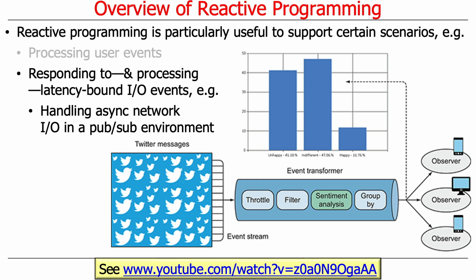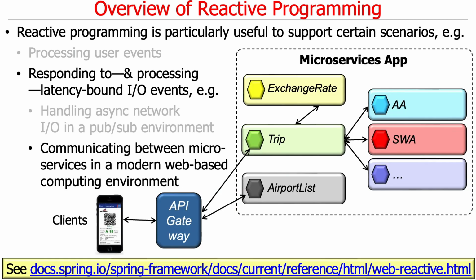You might want to flow control them. You might want to filter them. You might want to conduct sentiment analysis on them. You might want to group them by different observers who care about them, and then indicate whether people are happy, unhappy, indifferent, and so on and so forth. So a stream is coming in, and you want to process that stream as it flows through the reactive programming abstraction, which is typically called a reactive stream.